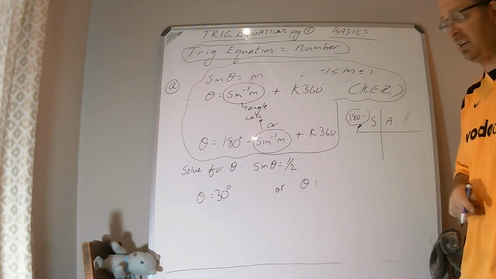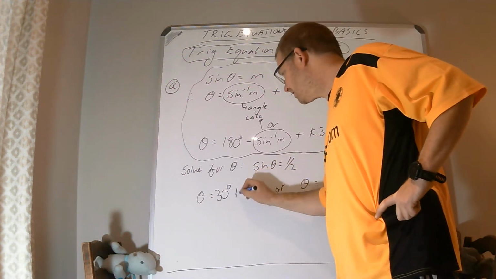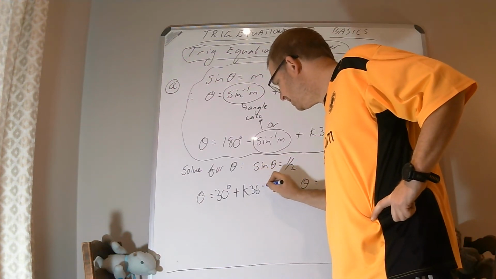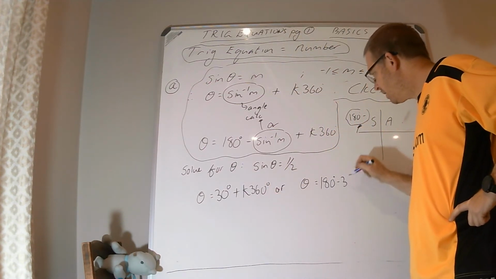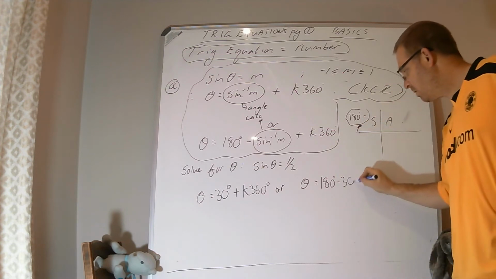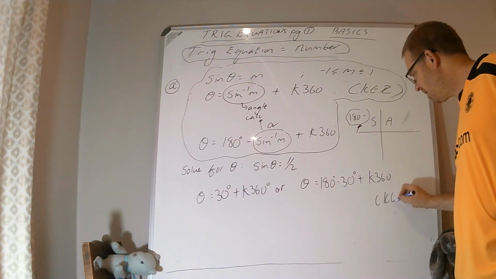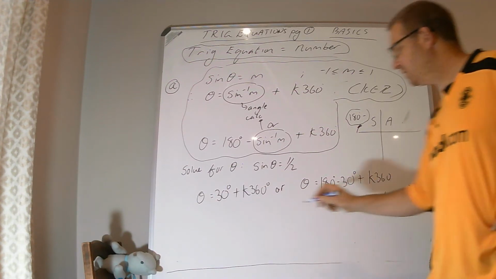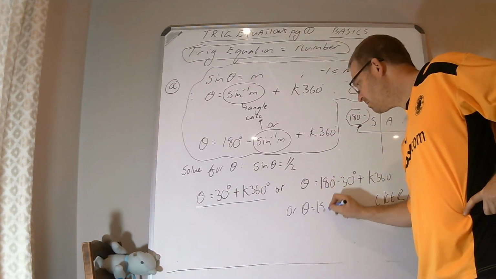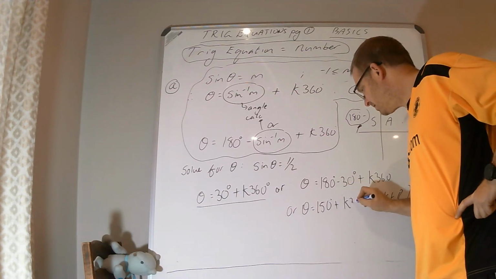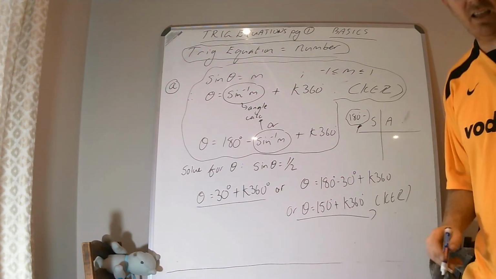For tan, there's only going to be one general solution. So you get theta is equal to 30, and then it's going to repeat itself every 360 degrees. Or theta is going to be equal to 180. How do I remember it? Quadrant 2, sine is positive. 180 minus 30 plus k 360. K is an integer. Okay, so your solution set is 30 plus k 360, or theta is equal to 150 plus k 360. Voila, it is done.